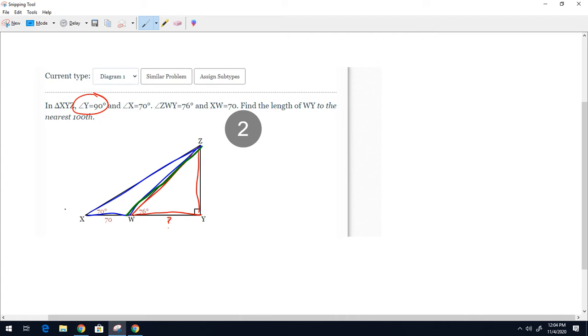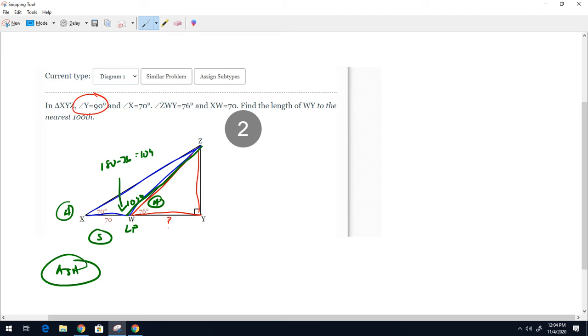Well, I do have an angle measure, and I have a side length. I can get another angle measure right there. I can find this angle because they form a linear pair. So to find this angle right here, angle XWZ, take 180 and subtract 76. That's 104. This angle is 104 degrees. And now I have another angle. This is the angle side angle case. I can find side ZW.